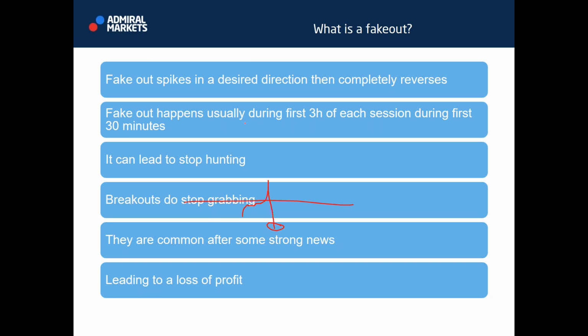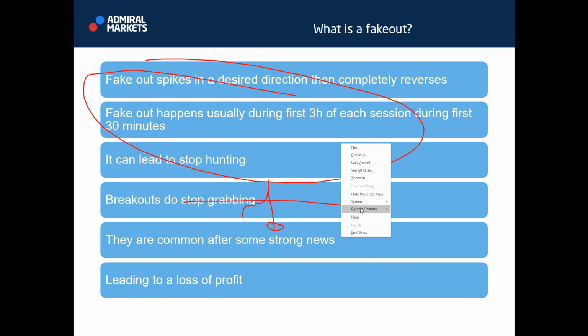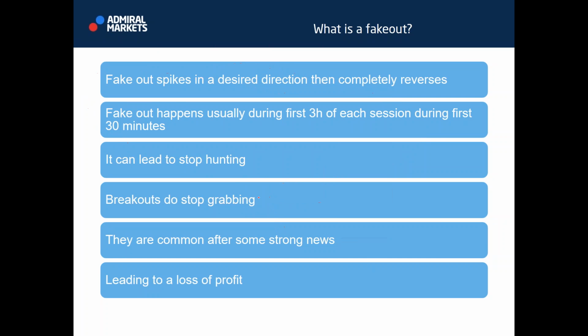Fake out happens usually during the first 3 hours of each session. But guys, during the first 30 minutes, okay, this is when it happens. It can lead to stop hunting. Breakouts do stop grabbing. So what is a stop grab? Effectively it is a stop hunt, but it's a stop grab.